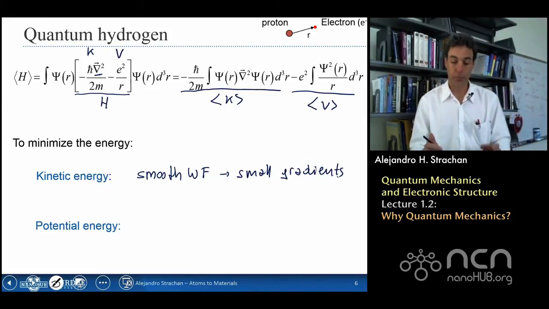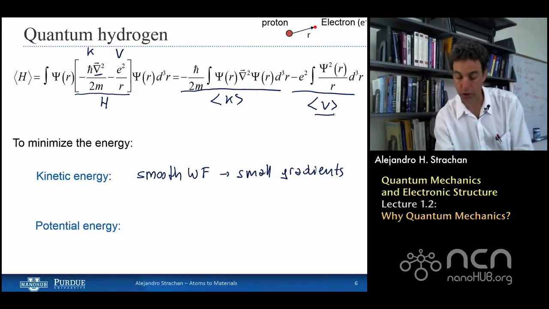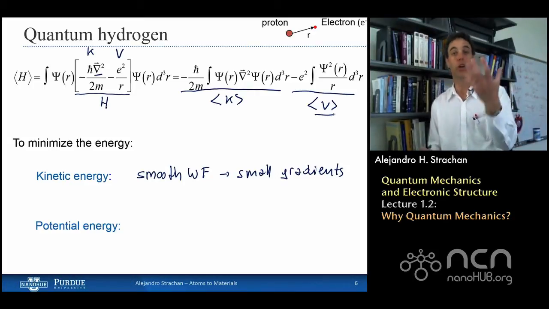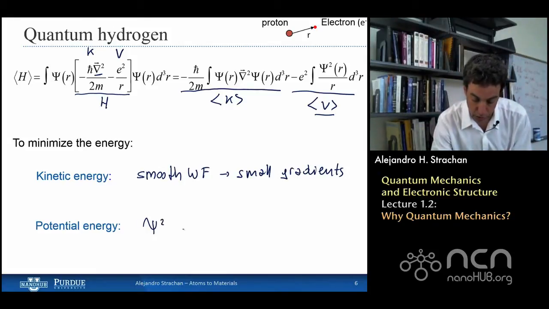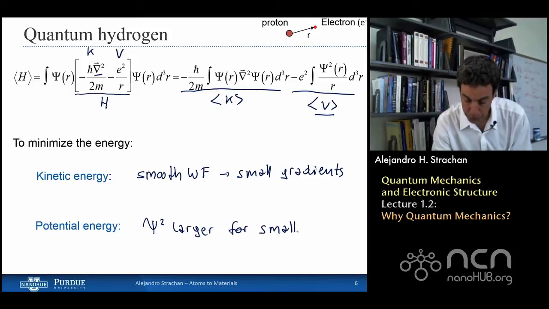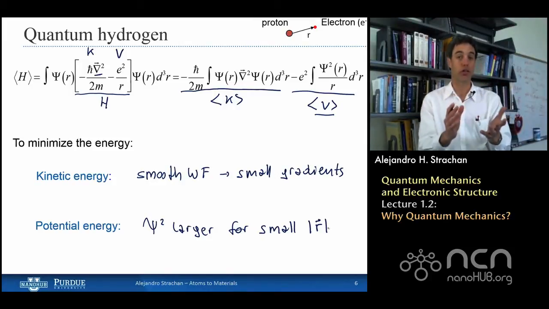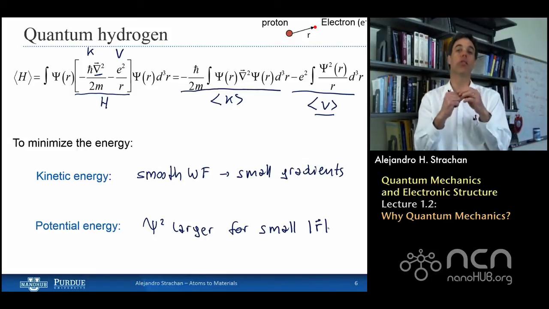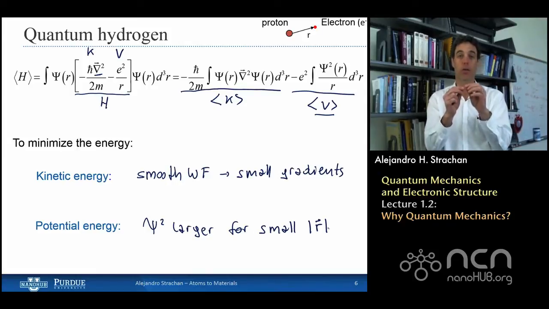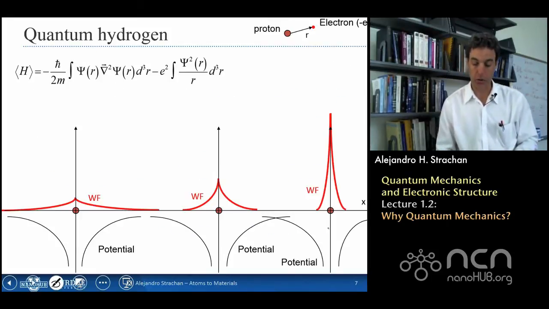For the potential energy, let's look at the expression over here. The expression is wave function squared over r. So I want wave function squared to be large for small r's. Right? And this means I want the wave function squared, that's the probability of finding the electron at position r, to be very large for small r. That means that the electron spends a lot of time, the probability of finding the electron very close to the proton is very high. That's exactly like in classical mechanics.